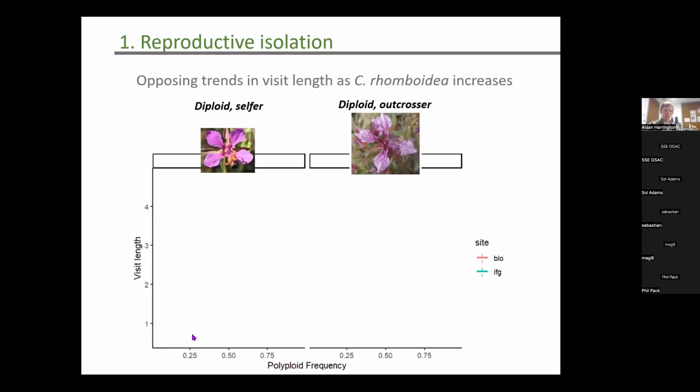In terms of the length of these visits, again, we have polyploid frequency and visit length on the y-axis. When paired with the sulfur, we can see that visits to the arrays tend to get longer. Pollinators spend more time in the arrays as rhomboidea, the polyploid, increases in frequency. And we see the opposite when rhomboidea frequency increases when paired with the diploid. So pollinators are spending less time in the array when rhomboidea is more available.